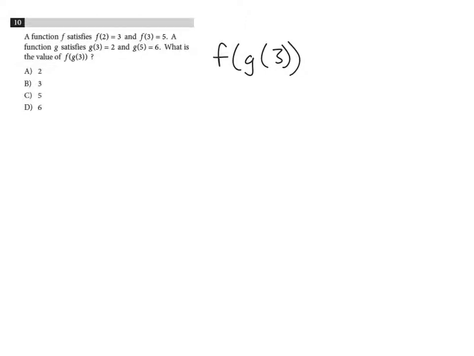Okay, well, first we need to simplify from the inside out. What is g of 3? Well, g of 3 is 2. Okay, I'm going to rewrite this then. f of 2 is really what we're looking for. And I can see that f of 2 equals 3. Therefore, our solution is going to be B.